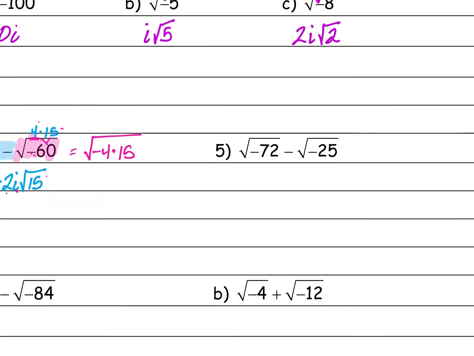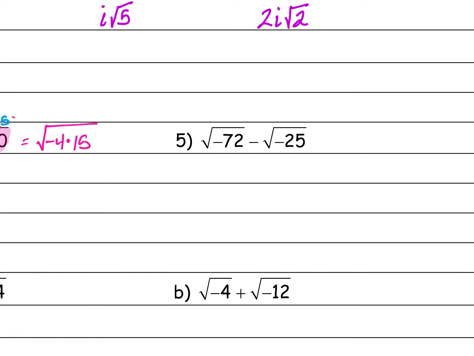So on number 5, I have to do it twice. I'm going to factor twice. So 72, and I'll just write out the steps. So what is 72? Negative 36 times 2. And then, of course, minus the square root of negative 25. I don't have to do that one. So the square root of negative 36 would be 6i root 2, and then minus 5i.